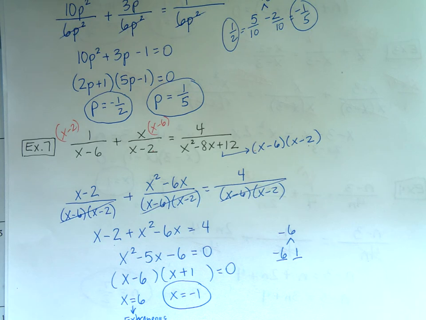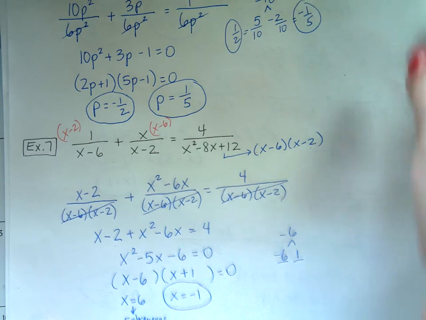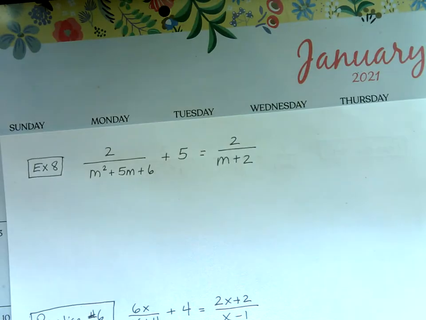Example 7, we're close to done. Example 8, we actually have 3 to go. Example 8's the last example, and then I have 2 practice problems that I wanted to do. And then we'll be done.